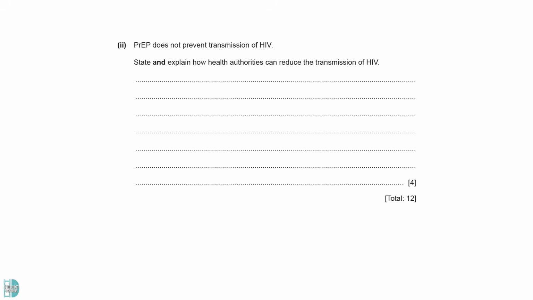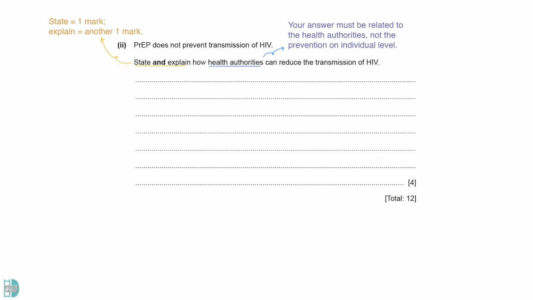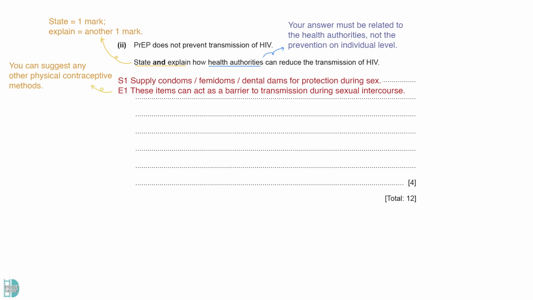2. State and explain how health authorities can reduce the transmission of HIV. You will get 1 mark for stating the strategy and another mark for its explanation. The strategies must be related to the health authorities, not something that can be done by an individual. They can supply condoms or femidoms for protection during sex. These items can act as a barrier to transmission during sexual intercourse.